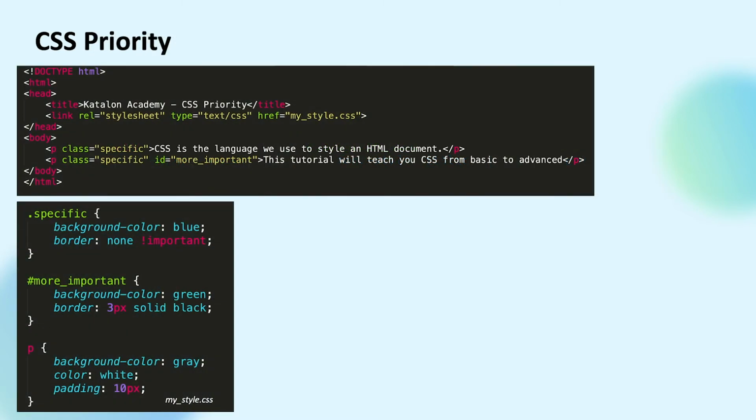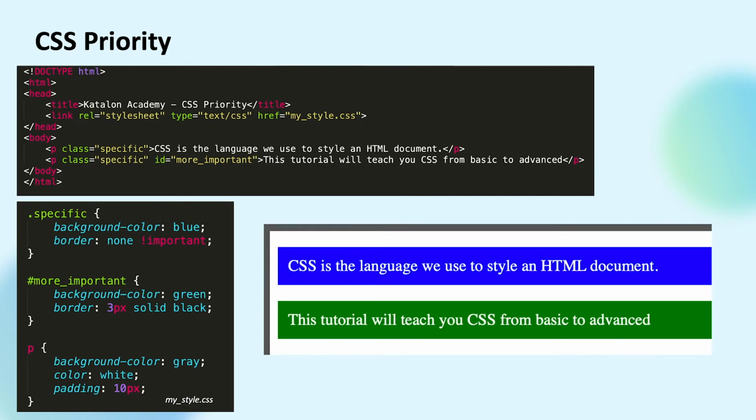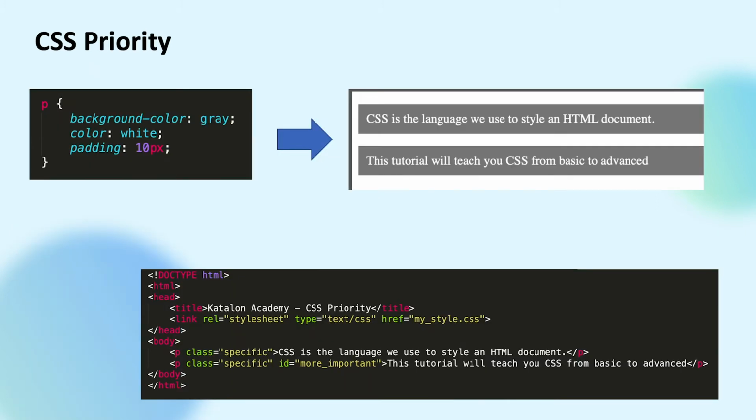Take a look at this HTML, where both have the class specific assigned to them and one of them has an ID of more important. Now this CSS will be applied to the HTML and will end up on this web page. What just happened, you might ask? To help you easily picture what has just occurred, let's start with the first thing that happened.